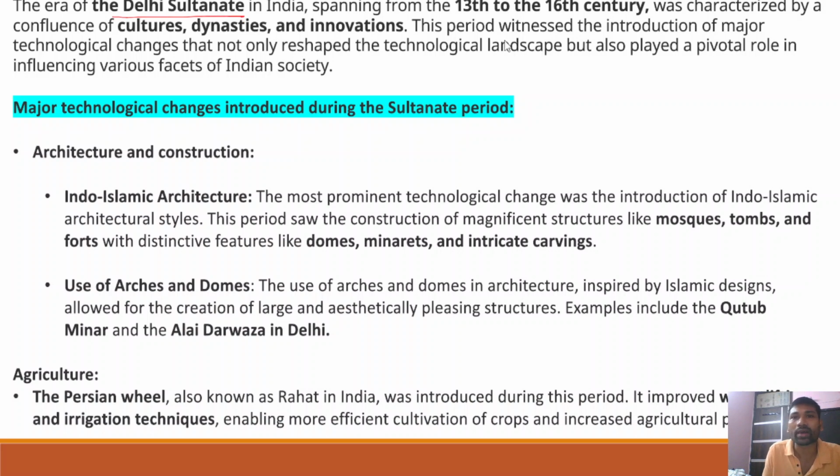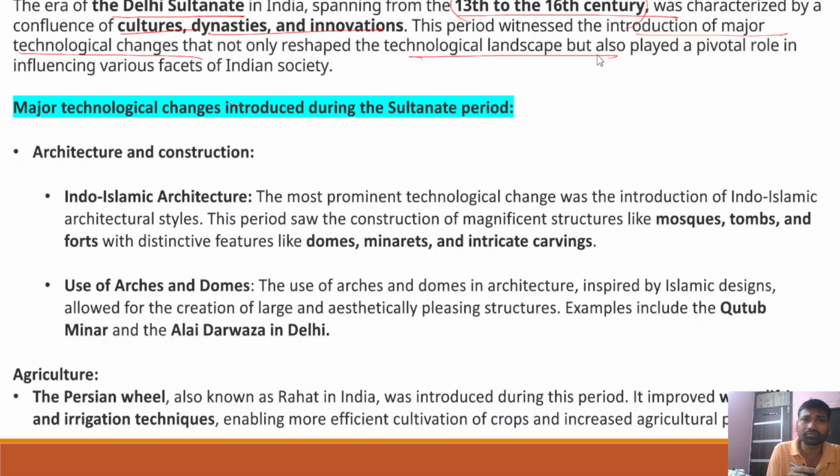The Delhi Sultanate spanned from the 13th to 16th century. This was characterized by a confluence of cultures, dynasties and innovations, and you need to remember the time period. It prevailed from the 13th to 16th centuries, and this period witnessed the introduction of major technological changes. These technological changes reshaped the technological landscape and also influenced various facets of Indian society. See, this is how you need to introduce this answer.